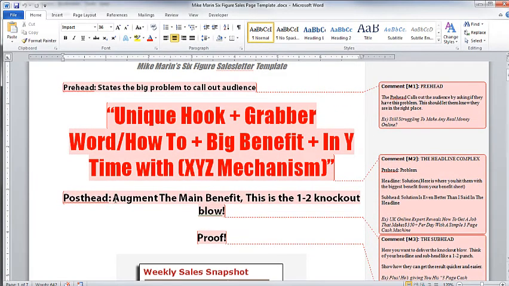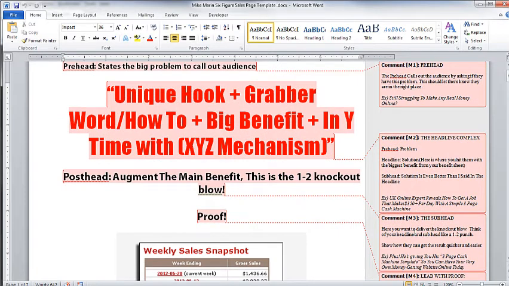Then you go into the post-head, which is where we really want to add to or augment the main benefit. This is like the one-two knockout punch. If you look at the whole headline complex, it goes pre-head problem, headline solution, you hit them with the biggest benefit, and then we go into the subhead, which is sort of the one-two punch to make it even better. What I like to do with the subhead is show them how they can get the result quicker or easier, or how it's guaranteed. So in the example of the Ultimate Profit Empire, it was: UK online expert reveals how to get a job that makes $350 per day with a simple 3-page cash machine.